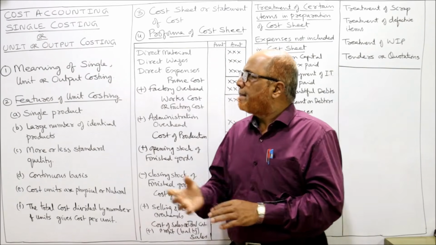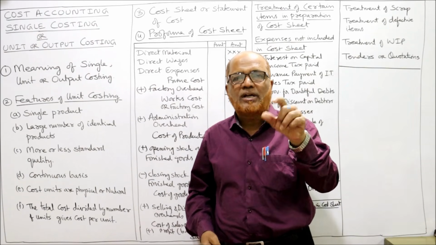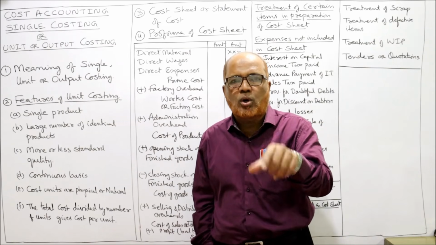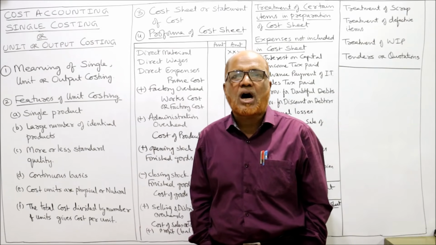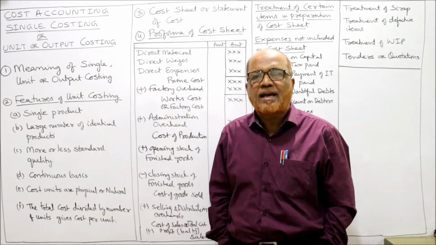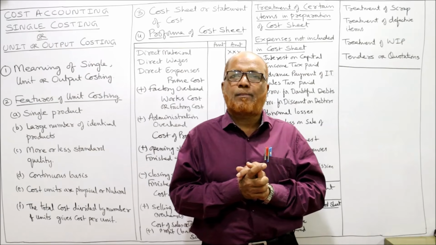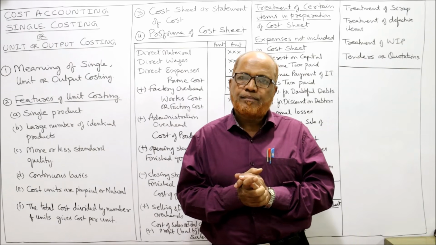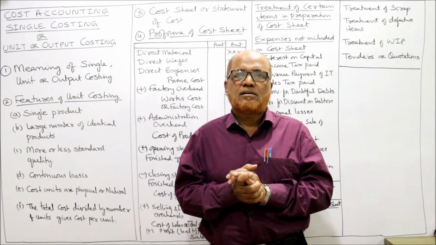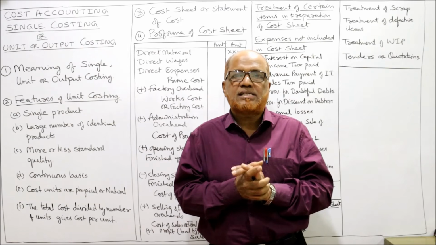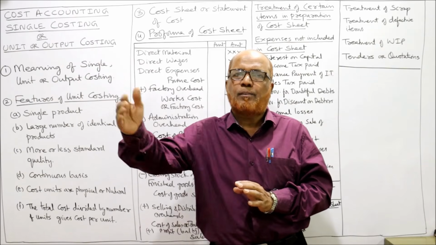So again, I'll repeat. Single costing, or unit or output costing, is a method of costing which is applied to determine the total cost or cost per unit in those industries where goods are continuously manufactured and all the goods produced are identical in nature. Examples of industries where this method is applied are the cement industry, mines, quarries, brick kilns.